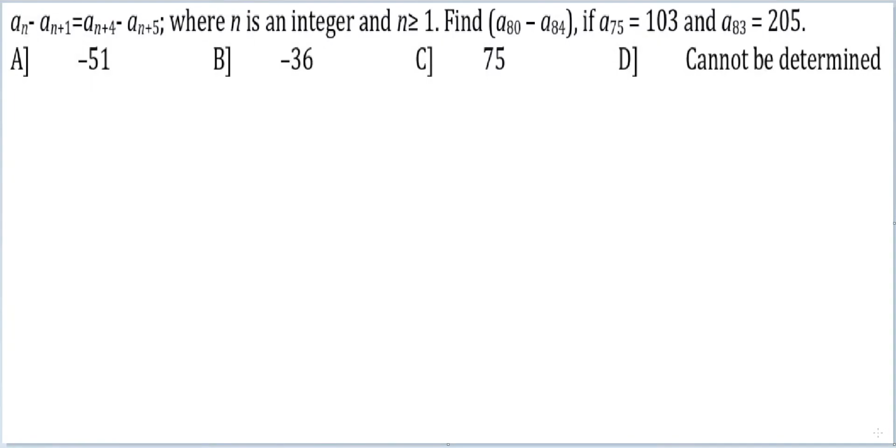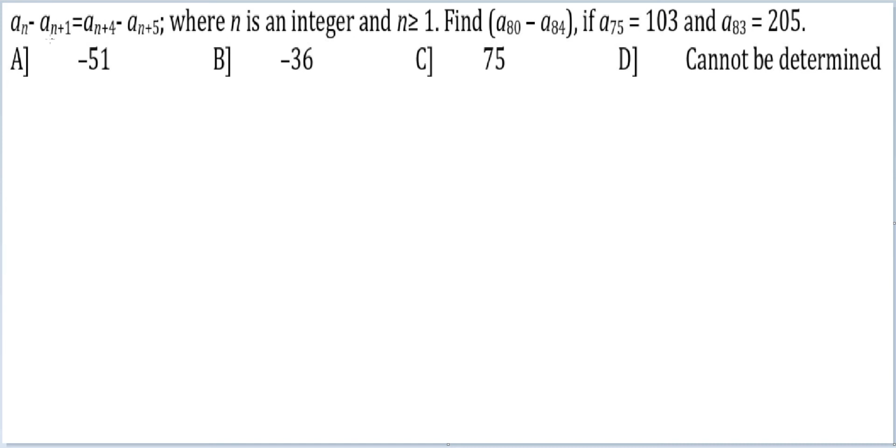Let's look at this question. a_n minus a_{n+1} is equal to a_{n+4} minus a_{n+5}, where a_n is an integer and n is greater than or equal to 1. Find a_80 minus a_84 if a_75 is equal to 103 and a_83 is equal to 205.